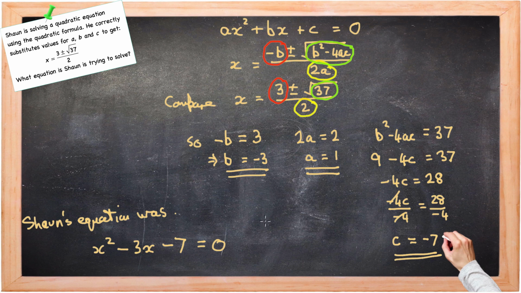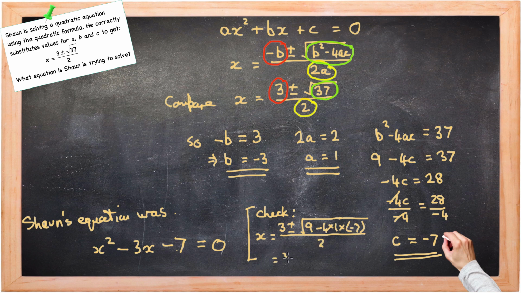Now, if you're wise, you could check that your working is correct. Let's use the quadratic formula. Negative b, that's negative of negative 3, that's 3, plus or minus the square root of b squared, that's negative 3 squared, that's 9, minus 4 times a, that's 1, times c, that's negative 7, divided by twice a, that's 2 times 1.